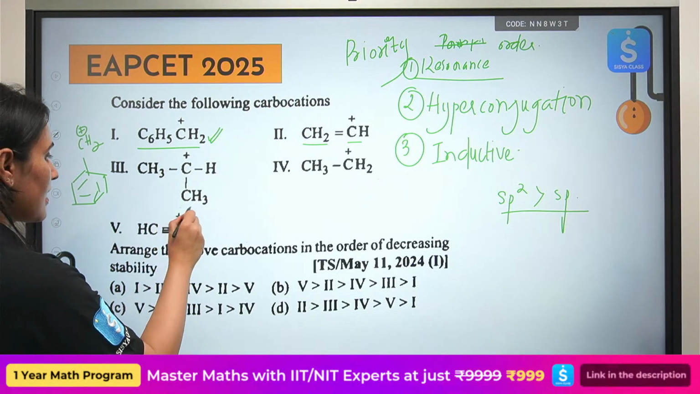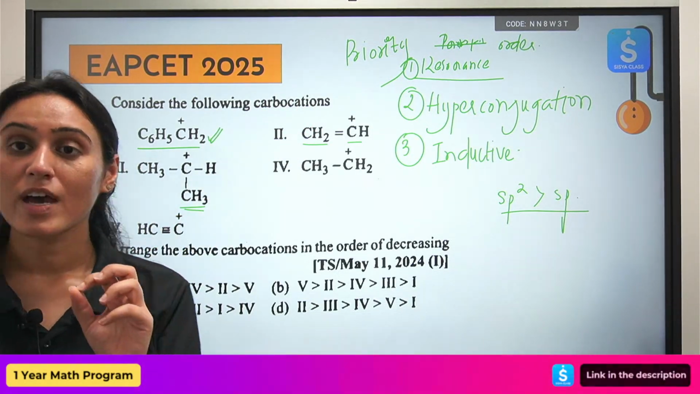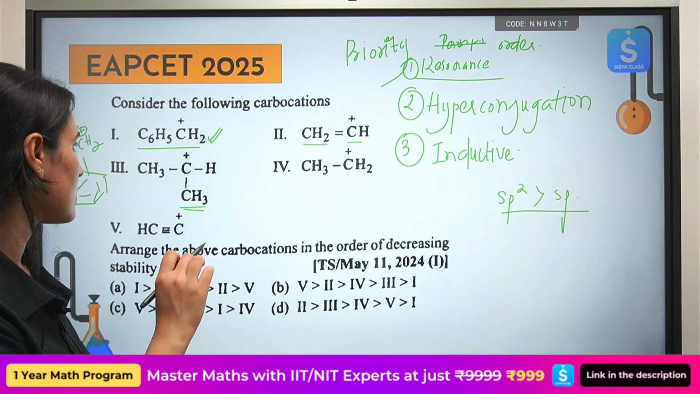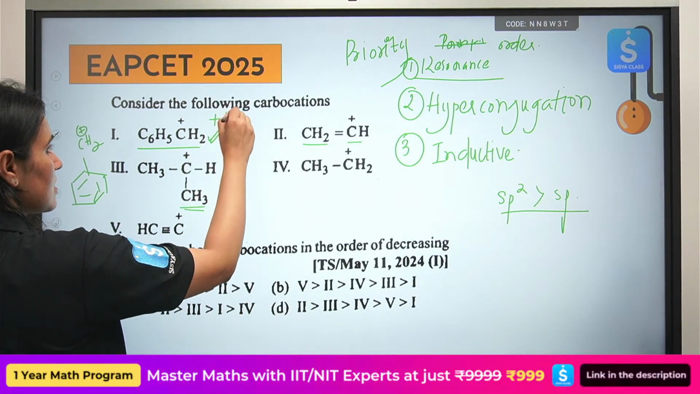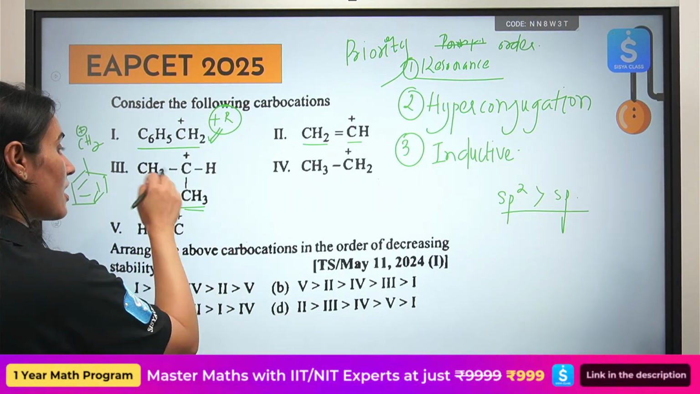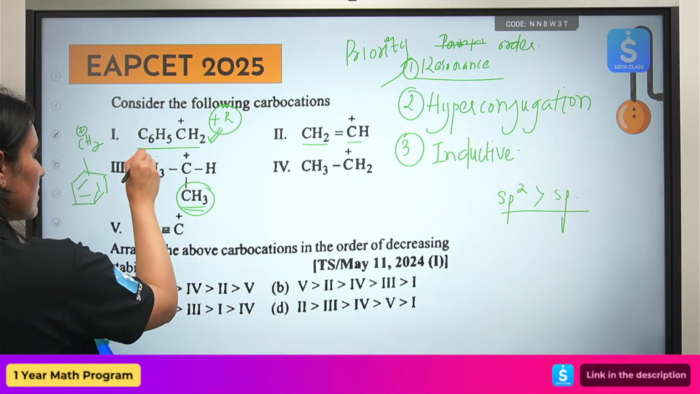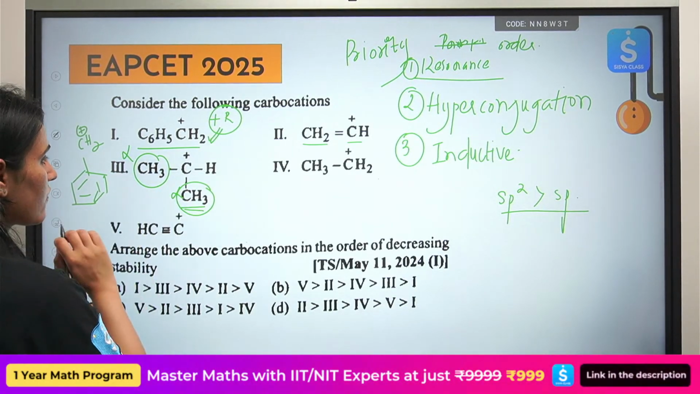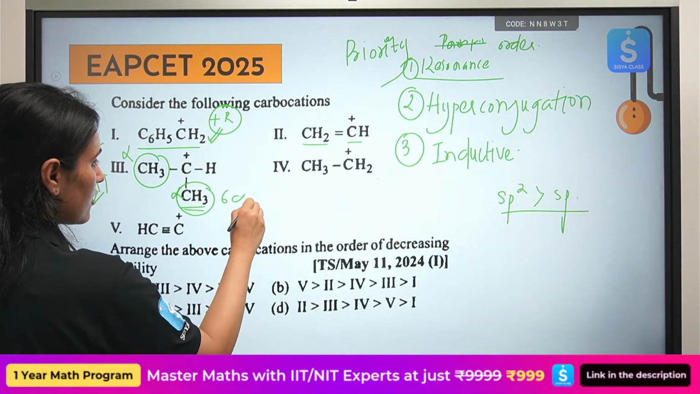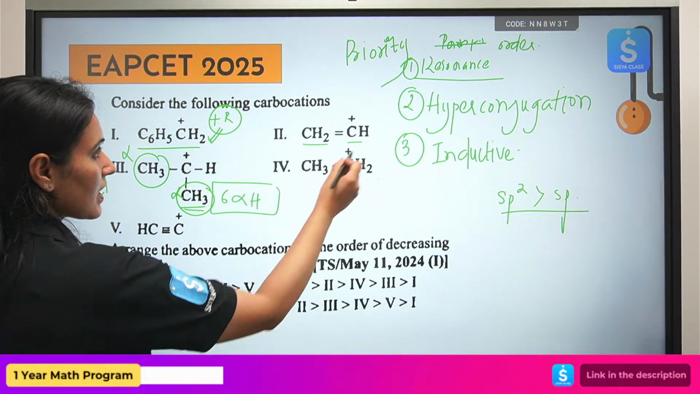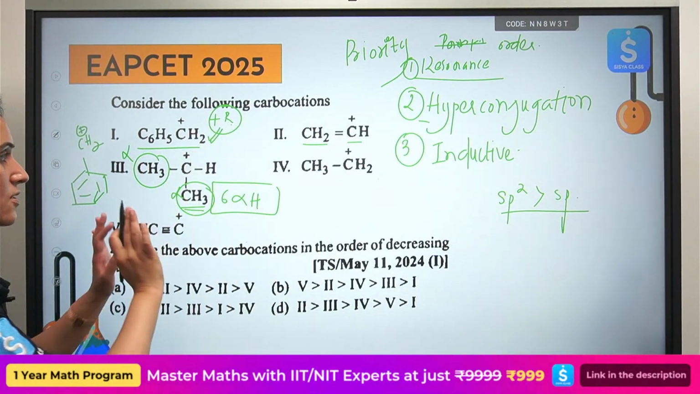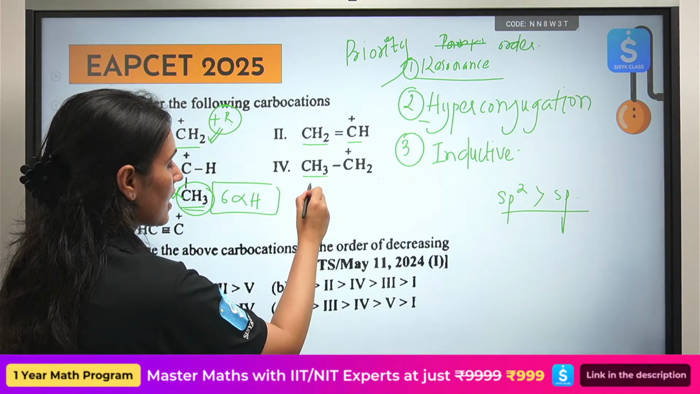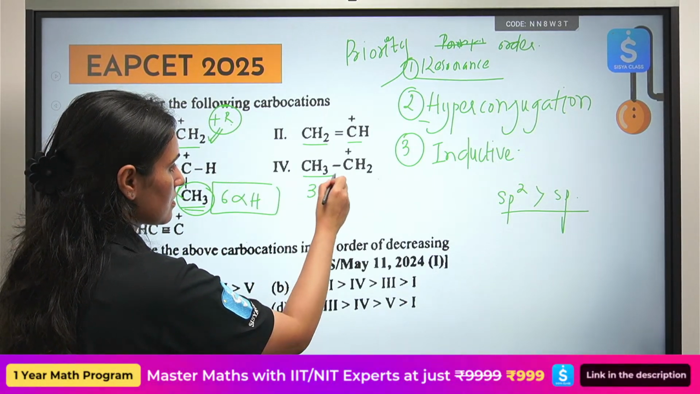What about this one? This is also stable because of hyperconjugation. Okay. In this case, you have resonance. In this case, you have hyperconjugation because of 6 alpha hydrogens. These two are my alpha carbons. I have 6 alpha hydrogens. But hyperconjugation is weaker than resonance. Also remember that. What about this one? I have 3 alpha hydrogens.